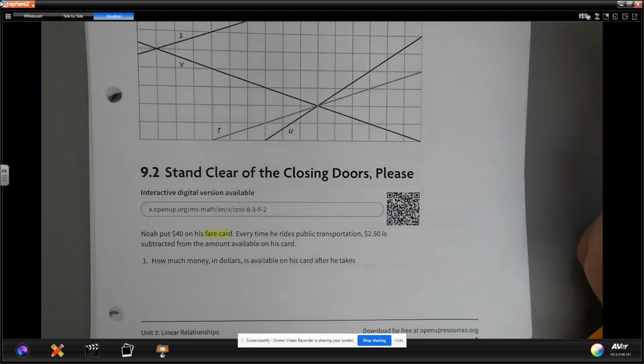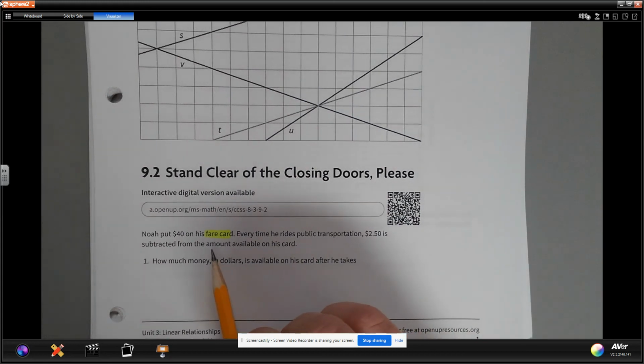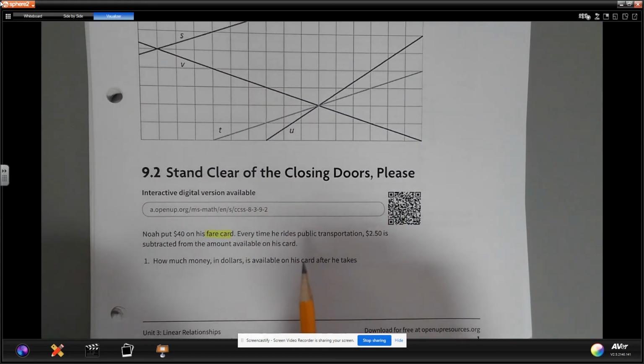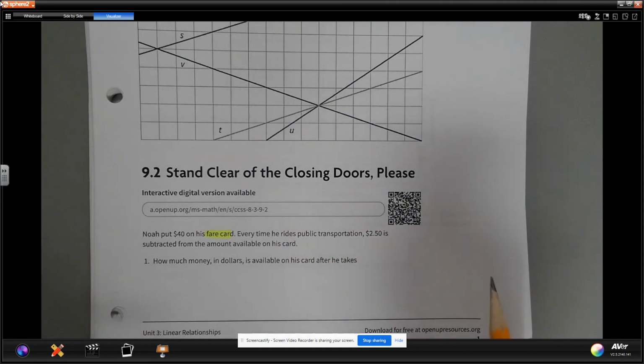Here's the situation. Noah put $40 on his fare card. I'm going to stop right there. This is not like a fair that we go to where we see animals and things like that. In bigger cities, there's public transportation, such as riding the bus or the subway. You have a card that you continue to accumulate your money on. Use it kind of like a gift card where you put money onto it and you use it, or like a debit card to pay for each time you ride the bus or whatever it is.